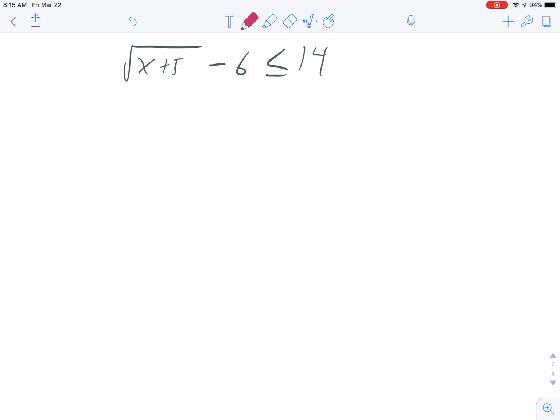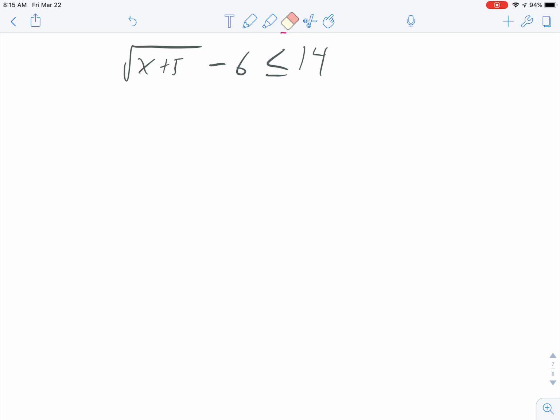The first thing we have to worry about with a problem like this is the domain. What I mean by that is, in our search for x values that satisfy this inequality, we have to watch out for x values that would give us imaginary numbers. In other words, x values that would give us the square root of a negative. We're only interested in real solutions, and so we need to make sure we don't get any imaginary or fake solutions.